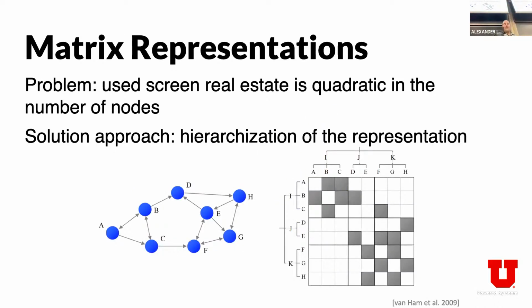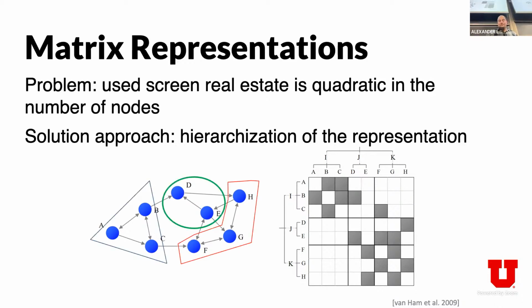One approach to deal a little bit with the quadratic screen space is to do a hierarchization of the representation. If you have clusters, instead of representing each node in a cluster, you could again take the supernode idea, right? You roll up all of the nodes of a cluster into one supernode. And that's kind of what we do here. In this particular example, this is rolled up in these different things.